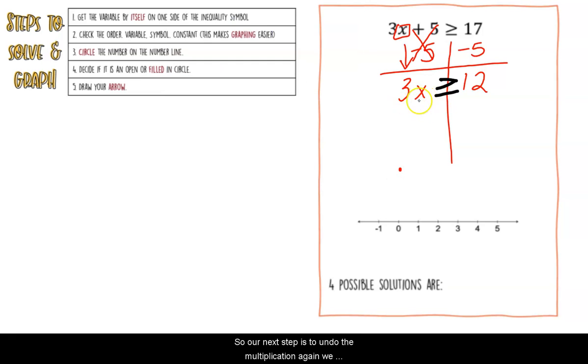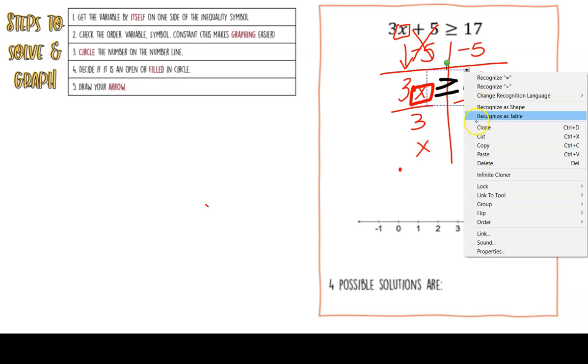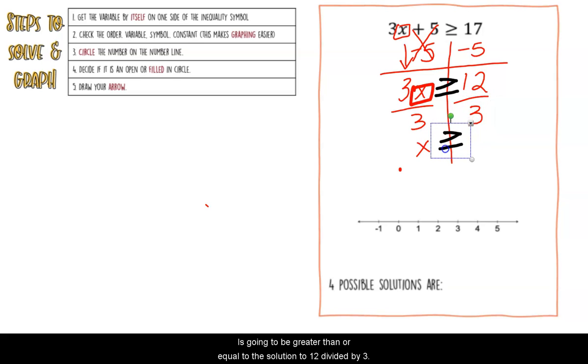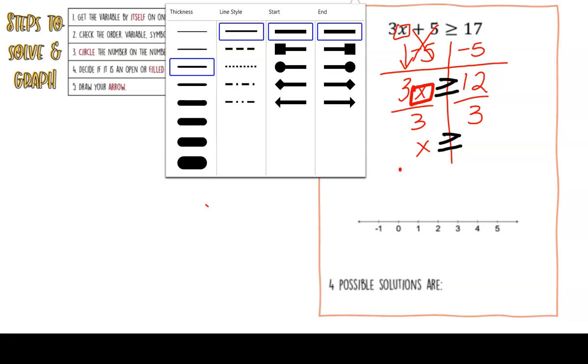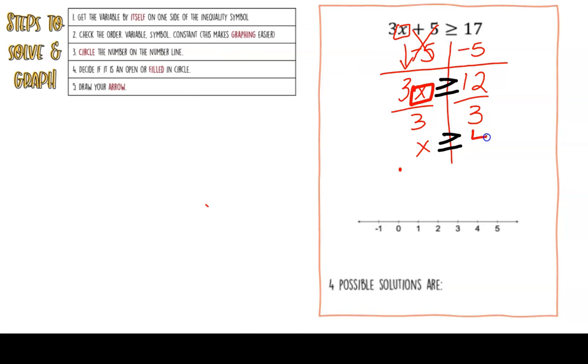So our next step is to undo the multiplication. Again, we have 3x, so we want to undo that. So we're going to divide both sides by 3. And then x is going to be greater than or equal to the solution to 12 divided by 3, which is going to be 4. So the answer is x is greater than or equal to 4. So this has multiple solutions.